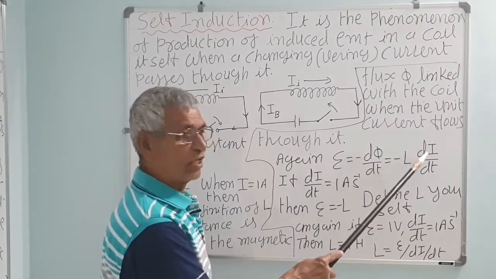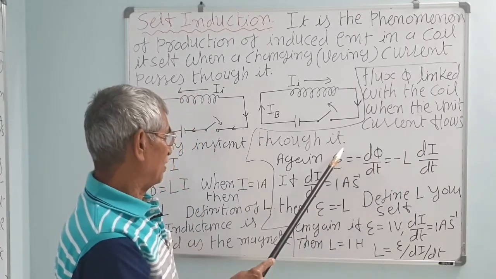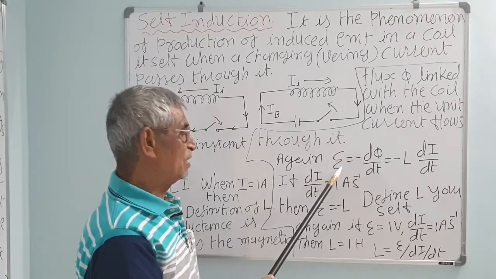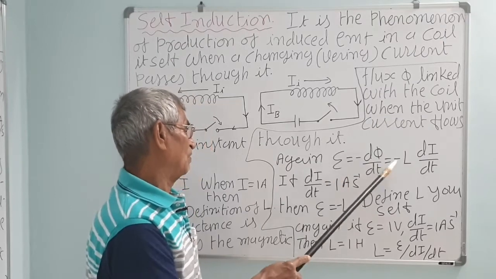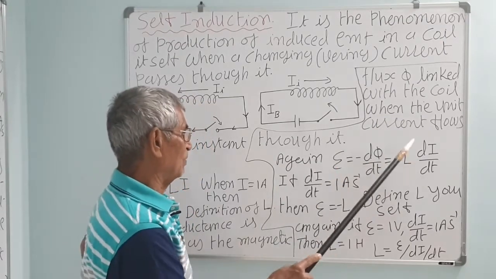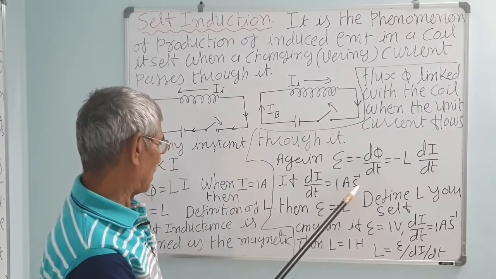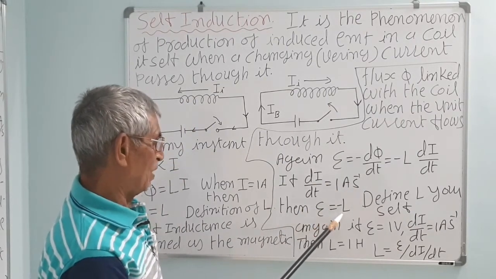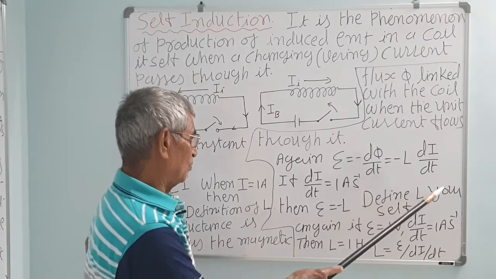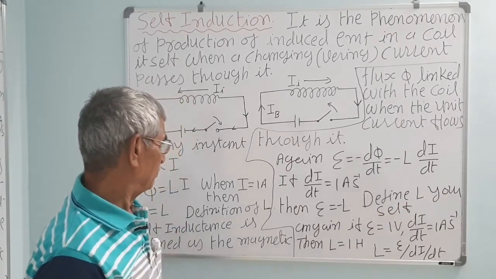If current changes at the rate of 1 ampere per second, and the induced EMF produced in the coil itself is also 1 volt, then L will be equal to 1. This is 1, this is 1, so L will be equal to 1. So if di/dt is equal to 1 ampere per second, then E is equal to L. Then you try to define it yourself.